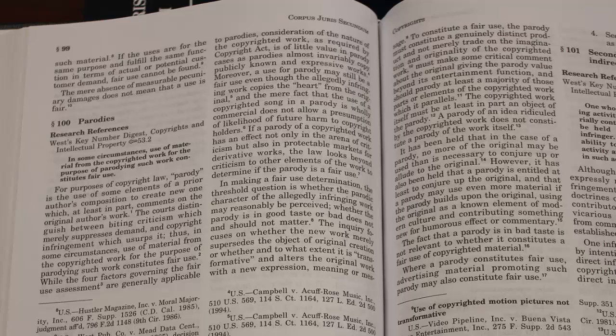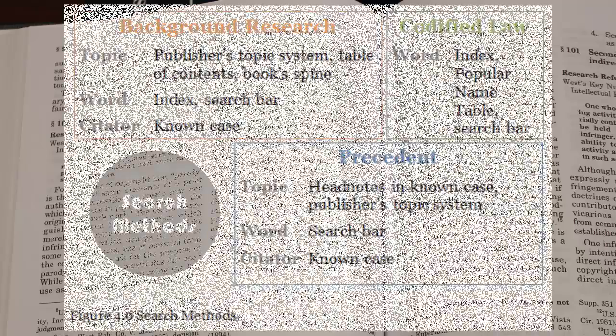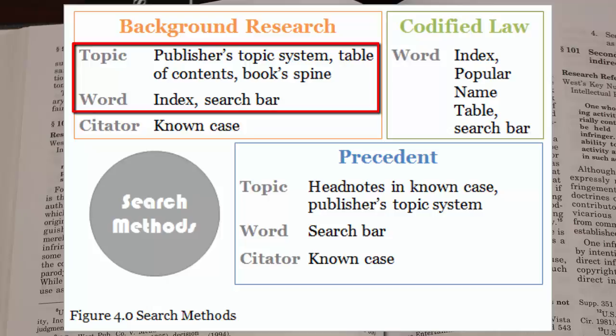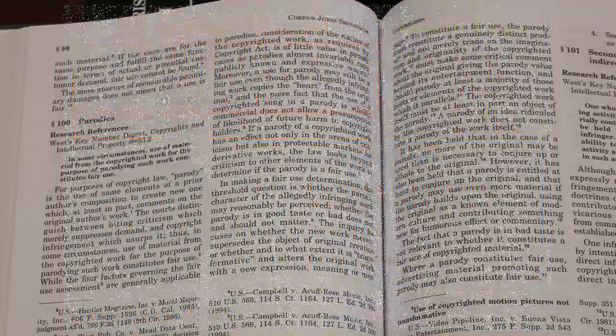Okay, so that does it for research in an encyclopedia. Use the two methods. Use the topic method by going to the spine. Use the word method by going to the index. And we'll see you back in the workbook.